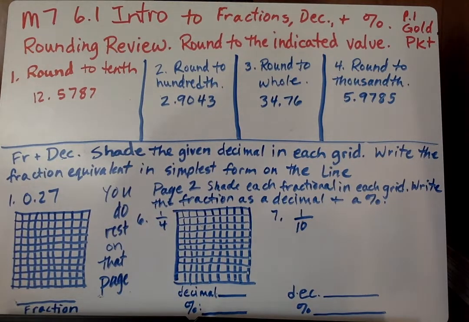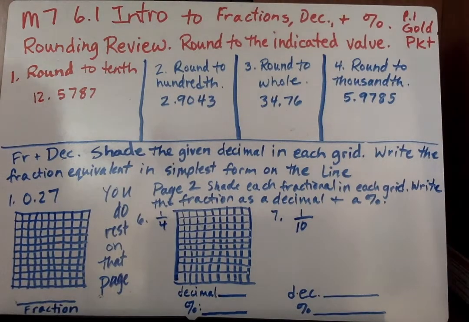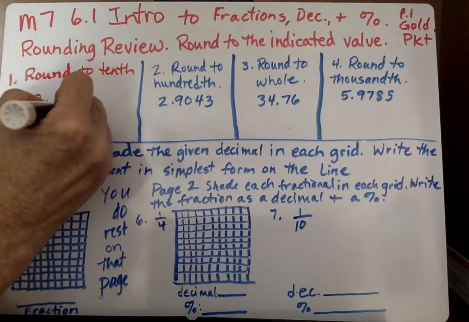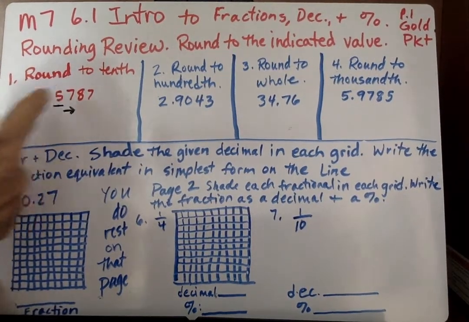Okay, number 1 says to round to the nearest tenth. So our tenth position says round to the indicated value. Here we go. So our nearest tenth, so right here is tenth. So we look at the number to the right of that. Now it's going to be a 7.